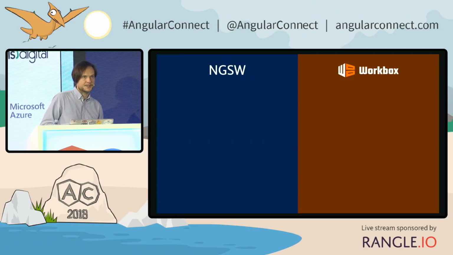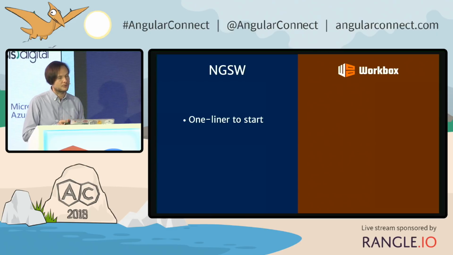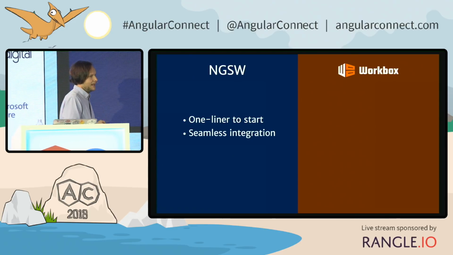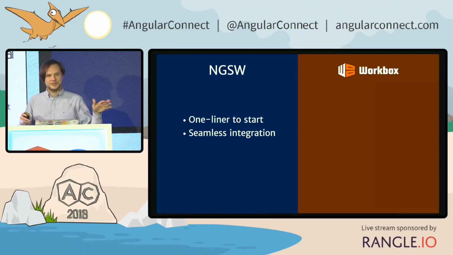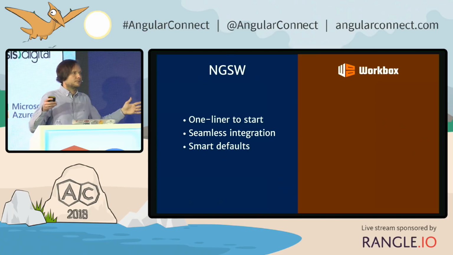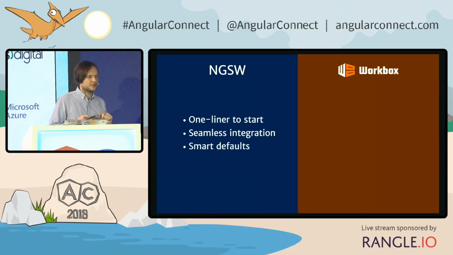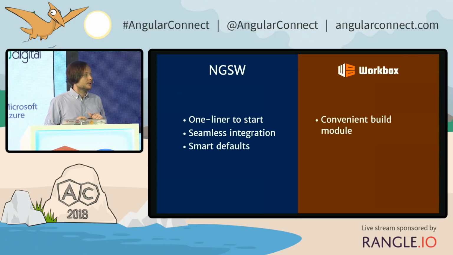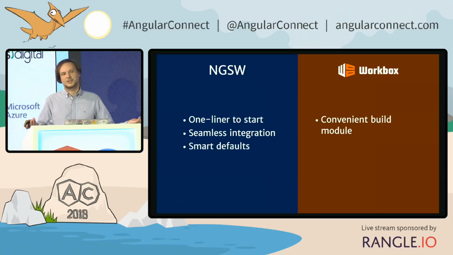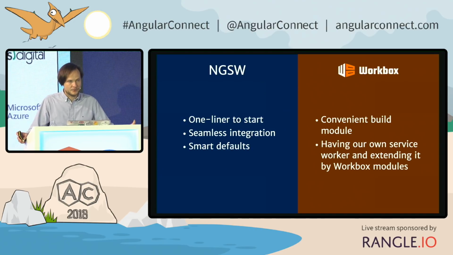Let's summarize this first point. What we have in NGSW, Angular Service Worker: a one-liner to start, right? No movement from our side to integrate, all done for us by these schematics. In most cases, we don't even have to edit anything in configuration for an MVP PWA with this minimal approach of application shell, everything is done for us. On the other hand, Workbox still exposes quite a convenient tool to build it. And having your own service worker is very important. You'll notice this in our next steps.